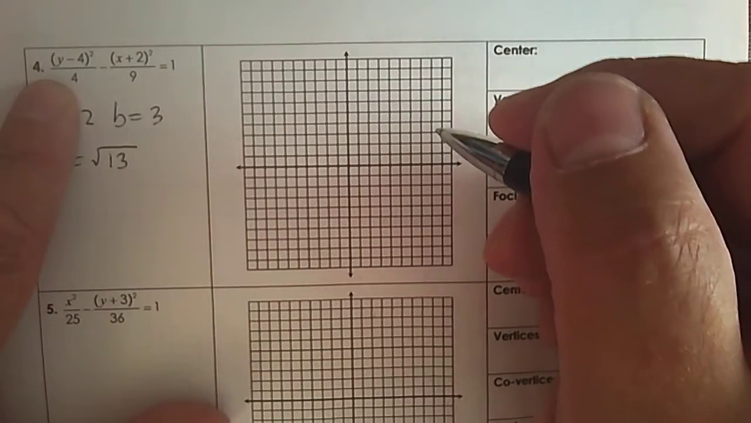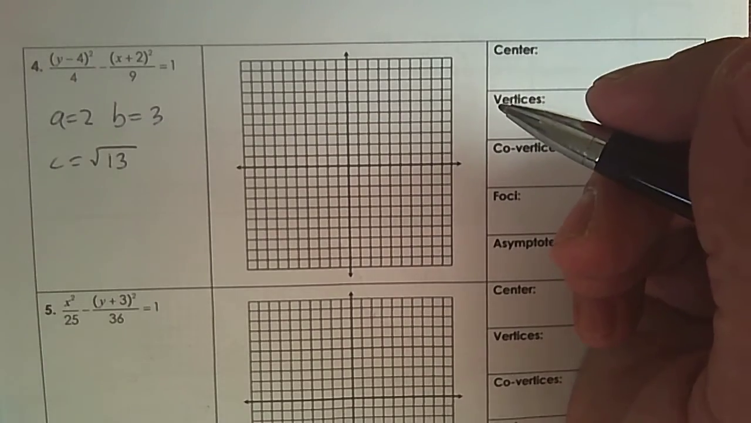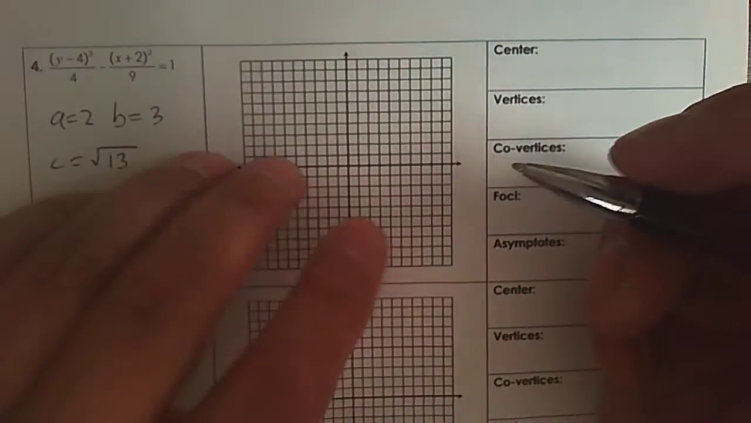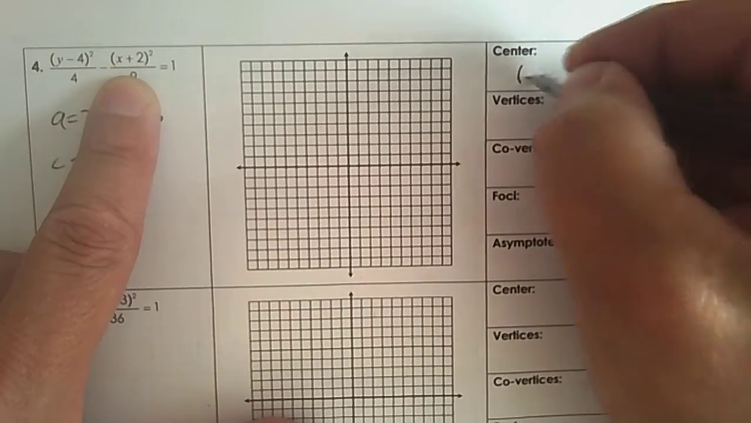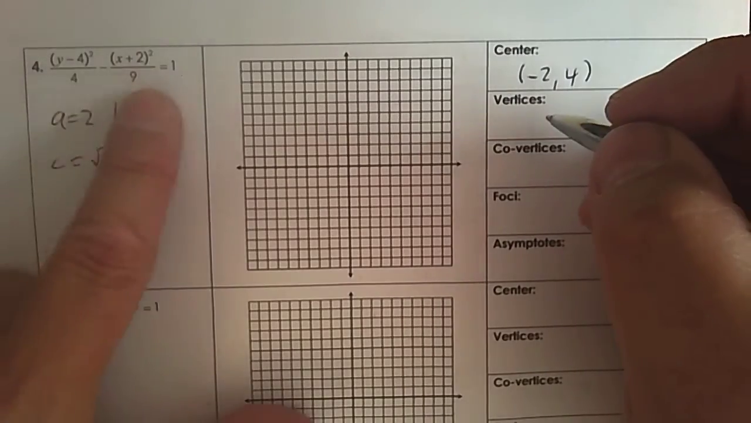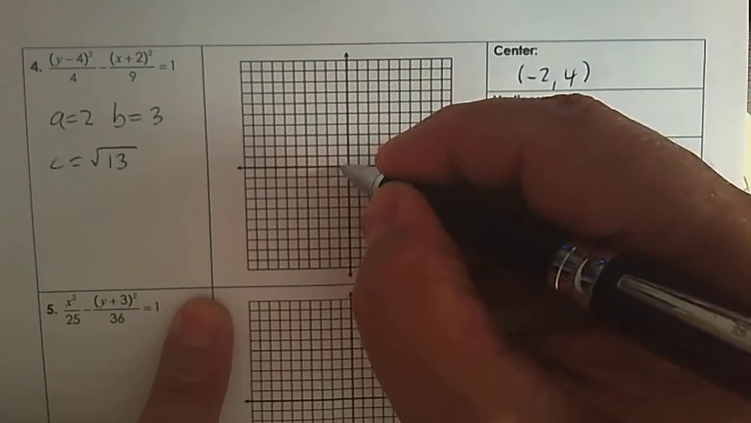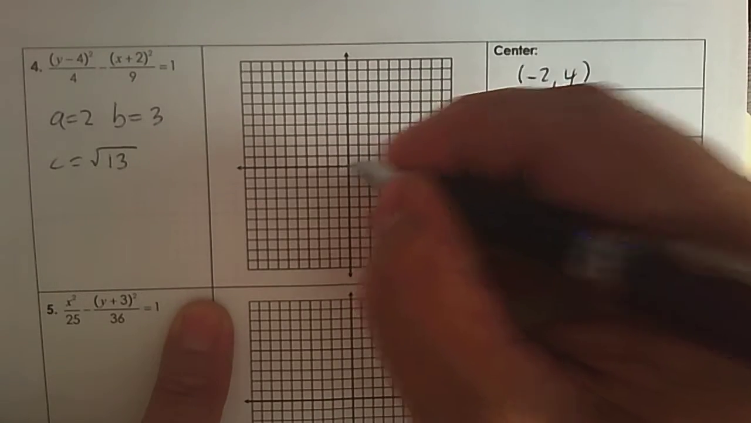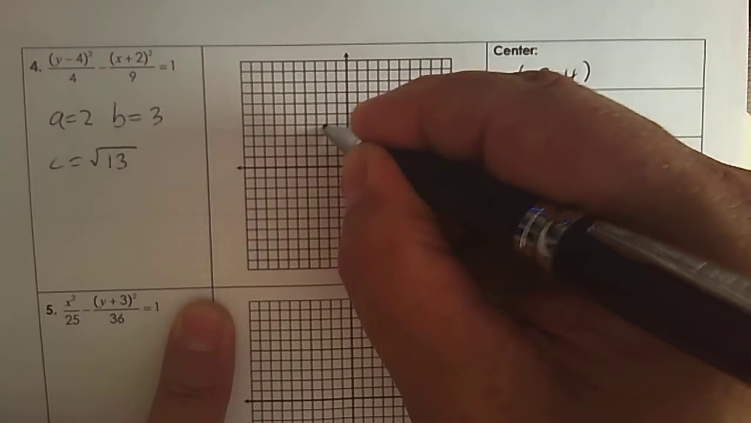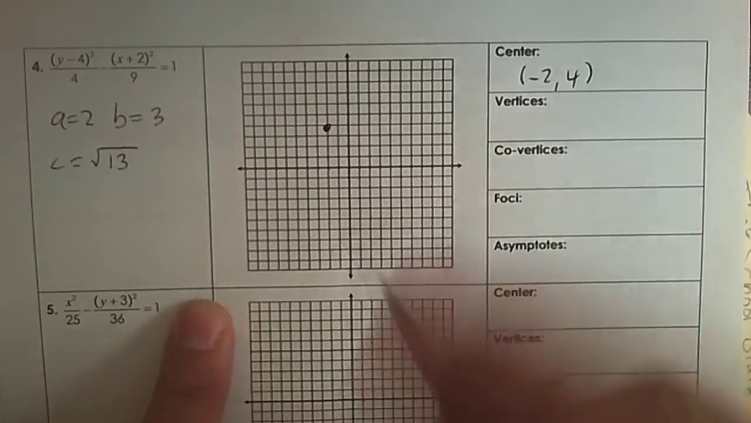Our center, be careful here, because our x-coordinate goes with the x. So be careful when you look at it. The x-coordinate is actually negative 2, and the y-coordinate is positive 4. So be careful to know where the x and the y are. So I'm going to start with negative 2 and 4.